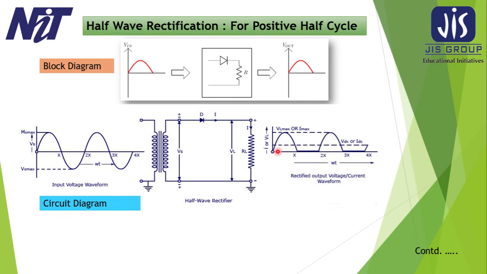Later we will see a part called VDC or V average. In this total rippled output, this below part is your VDC or V average. And this is your total V out or VL max.